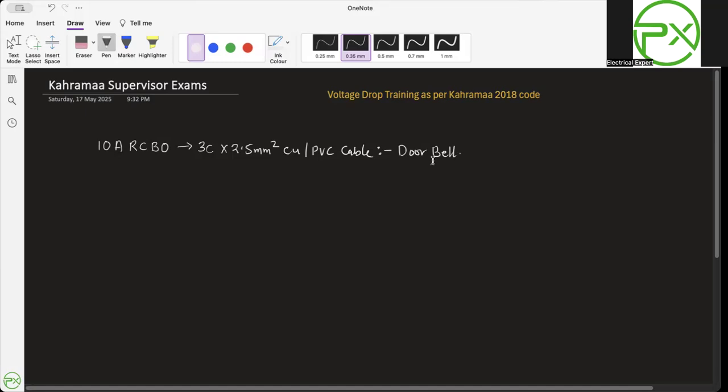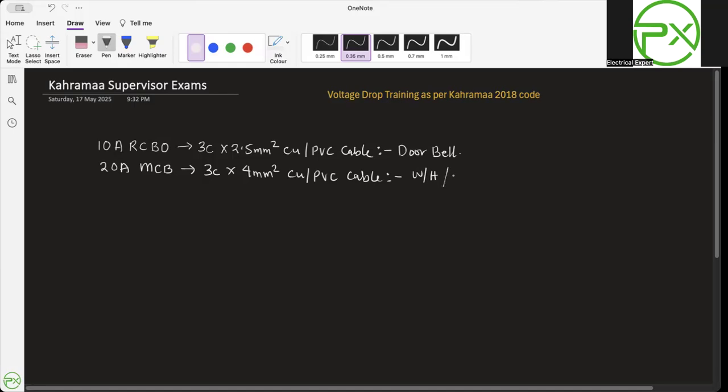Let me just bring one example; I think that should be enough because of time. If I try to increase my current, let me go for 20 amps. Let me consider a miniature circuit breaker. For this 20 amps, 3-core is enough for me, and I'm going to go for a 4 square cable. This is according to Kahramaa specification, copper PVC cable. In this condition, we're going for a water heater. Though some people say 2.5 is enough for a water heater, according to Kahramaa specification, a water heater should go for 4 square cable.